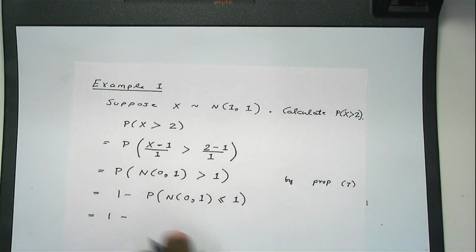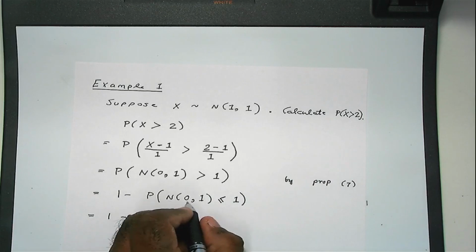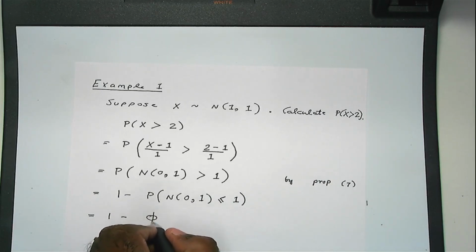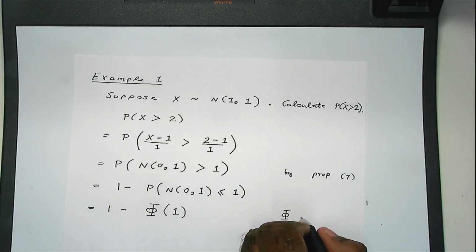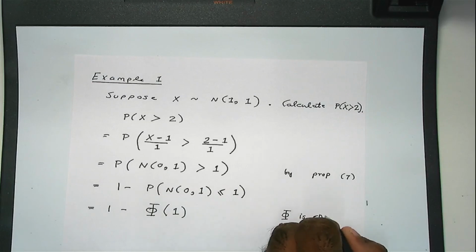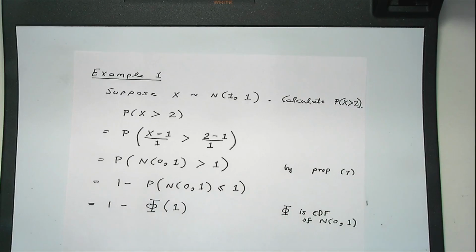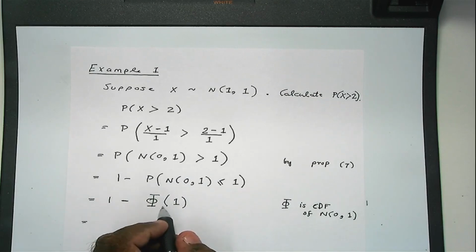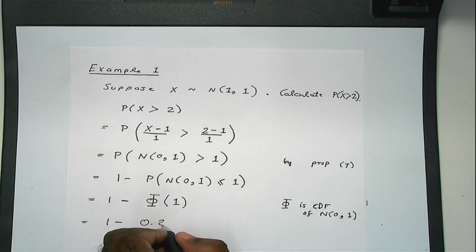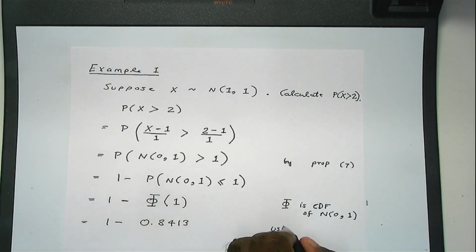I mentioned before that the CDF, or the cumulative distribution function for a standard normal, is denoted by capital Phi. So Phi is the CDF of a standard normal variable. Now, in a previous video, I showed you how to read this from a table. And if you do that, you will get 0.8413, using the normal table. So if you use the table I showed you earlier, this will become this. So this is the answer for example 1.